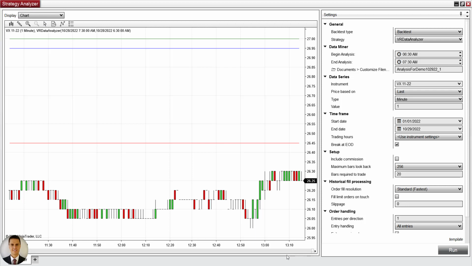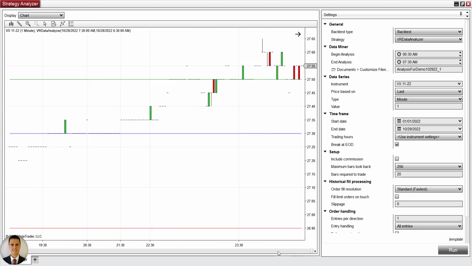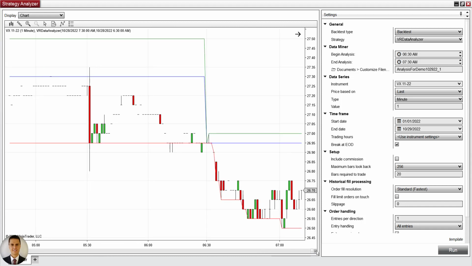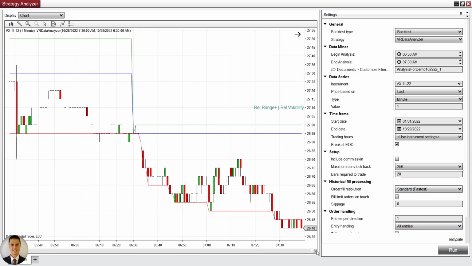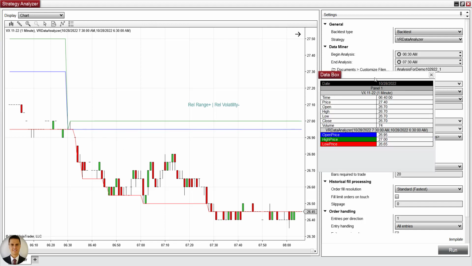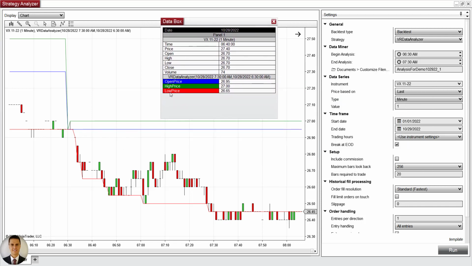So in essence, on the chart, it'll plot three things. It's going to plot the open price, the high price, and the low price for that initial hour. So we ran it between 6:30 and 7:30. It is essentially finding the high, the low, and the open for the initial hour. It is denoted in the colors that you see here: open, high, and low.